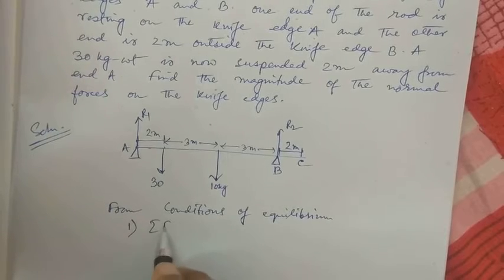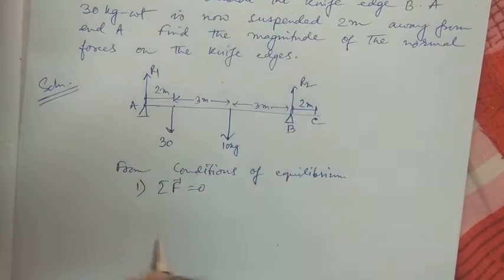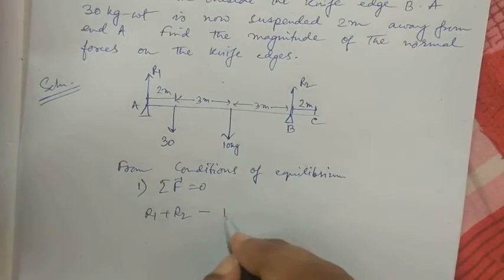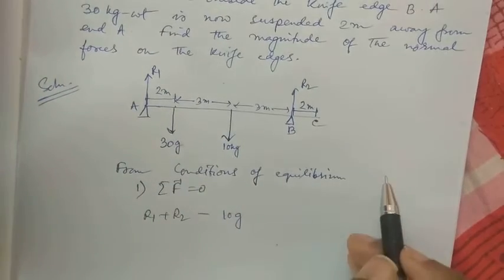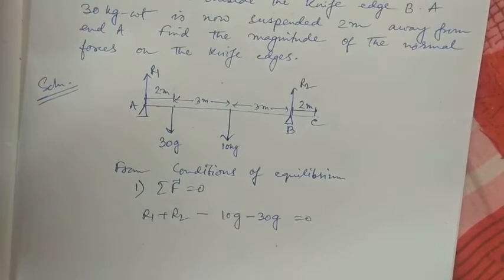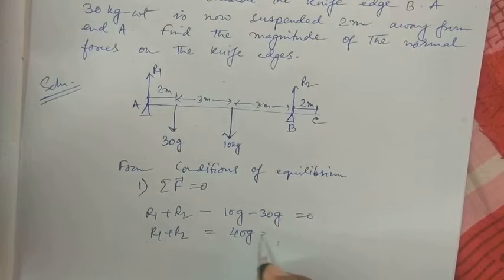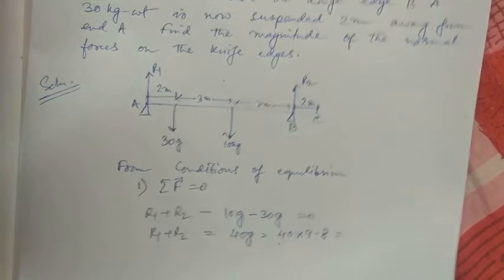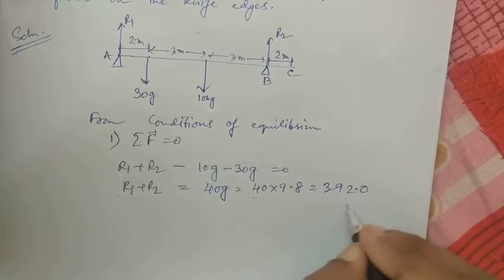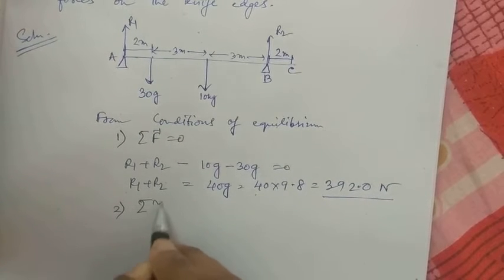the first condition was that the summation of the forces is equal to 0. So we try to find the equation. R1 and R2 are acting along the positive y-axis, so R1 plus R2, and the weight acting downwards, that is 10g. Also the 30 kg weight is acting downwards, so that also gets subtracted. So R1 plus R2 is equal to 30 plus 10. We can write R1 plus R2 is equal to 40g, or 40 into 9.8. You can also do it with the value of 10 for g. This comes out to be 392 newtons.